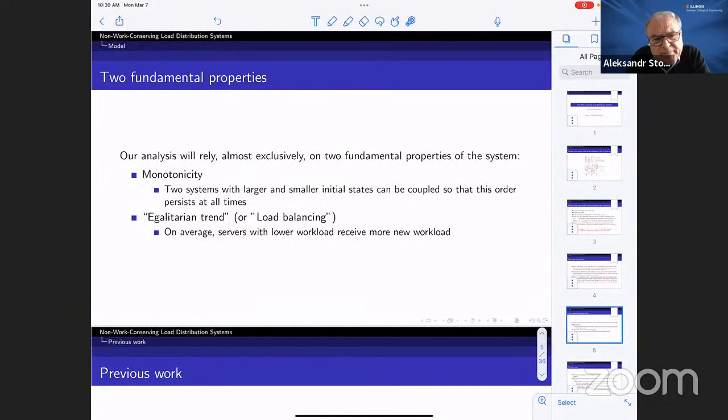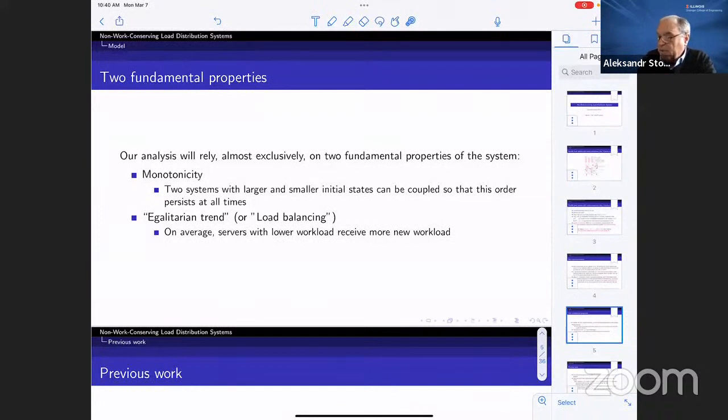Again, to be specific, we're looking at cancel completion redundancy. But I want you to keep in mind that the vast majority of the analysis which follows is not limited to this system. What will be important for our analysis is that this system has two fundamental properties. One is monotonicity, which means the usual thing: if you have two systems, and one starts with a larger state, you can couple them so it will always have a larger state.